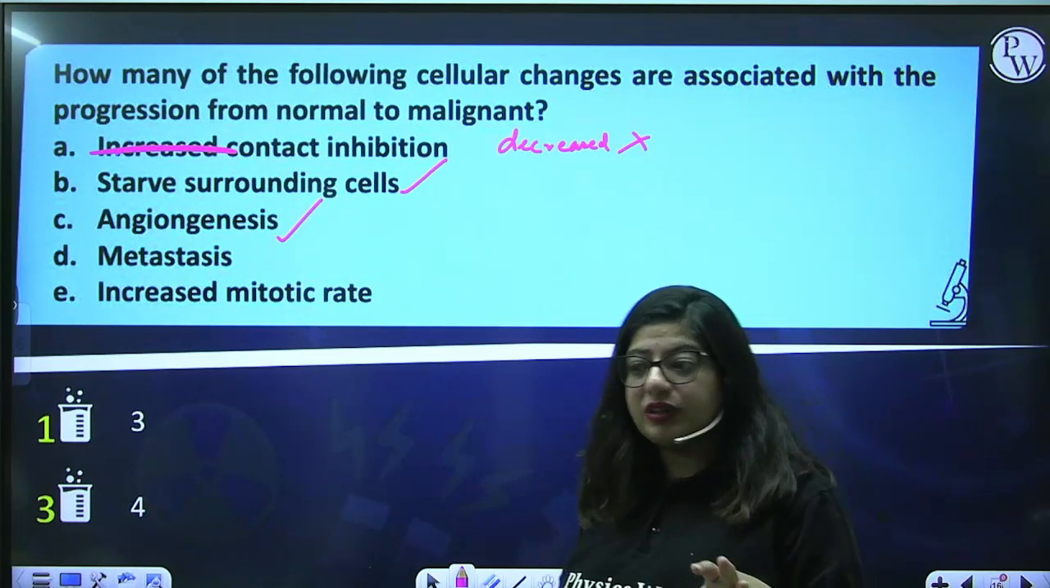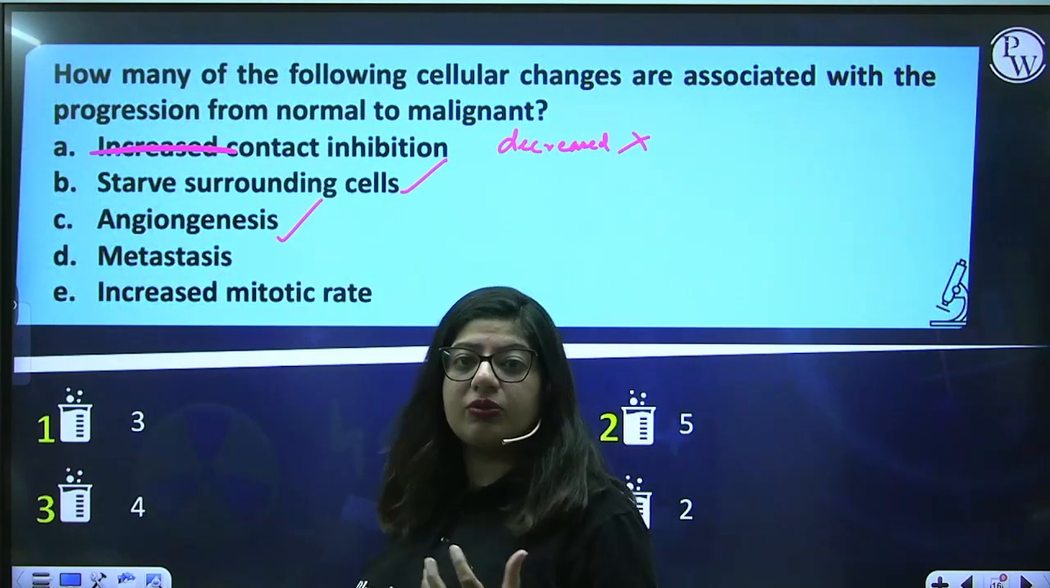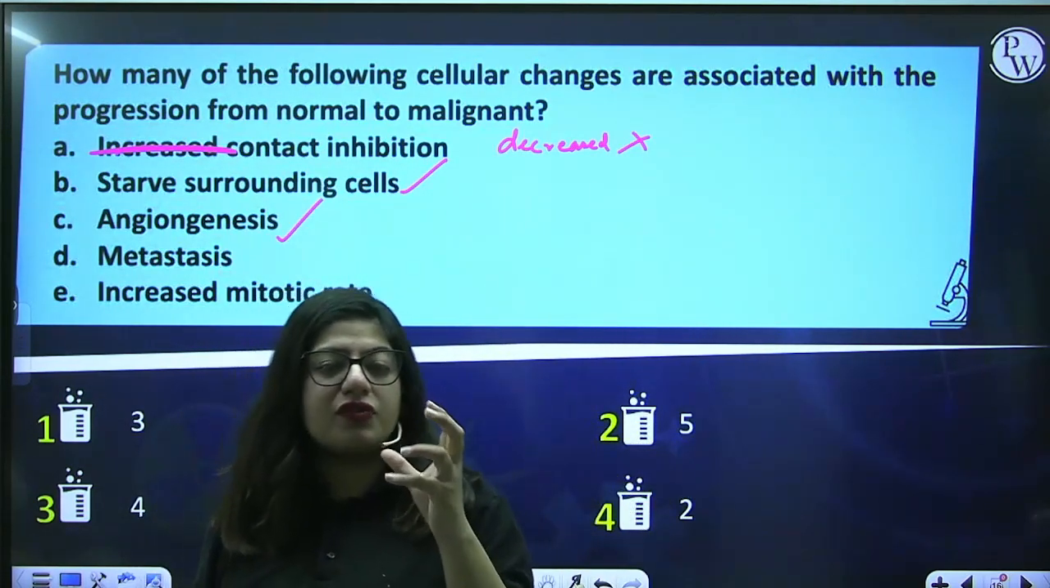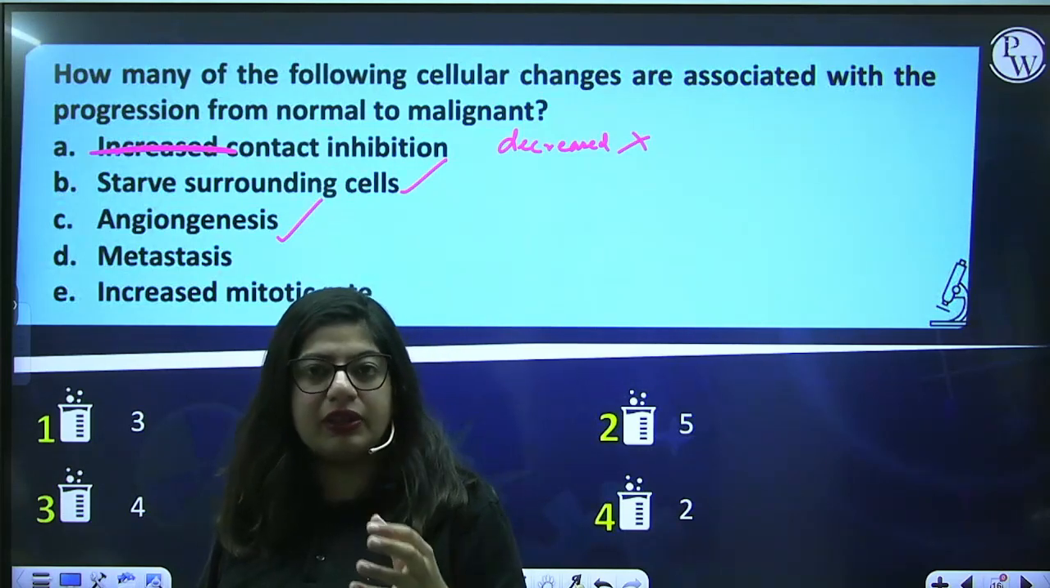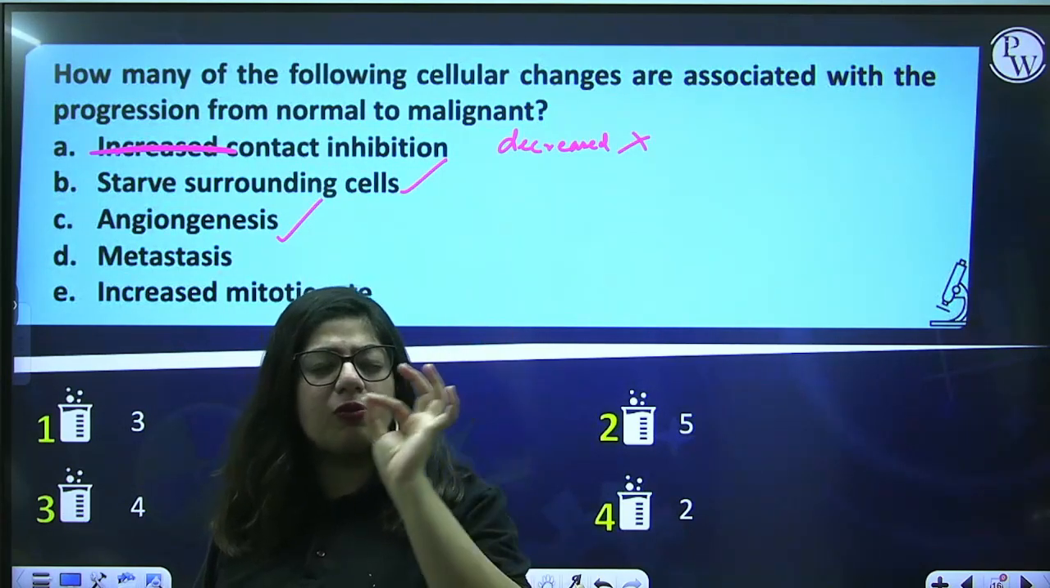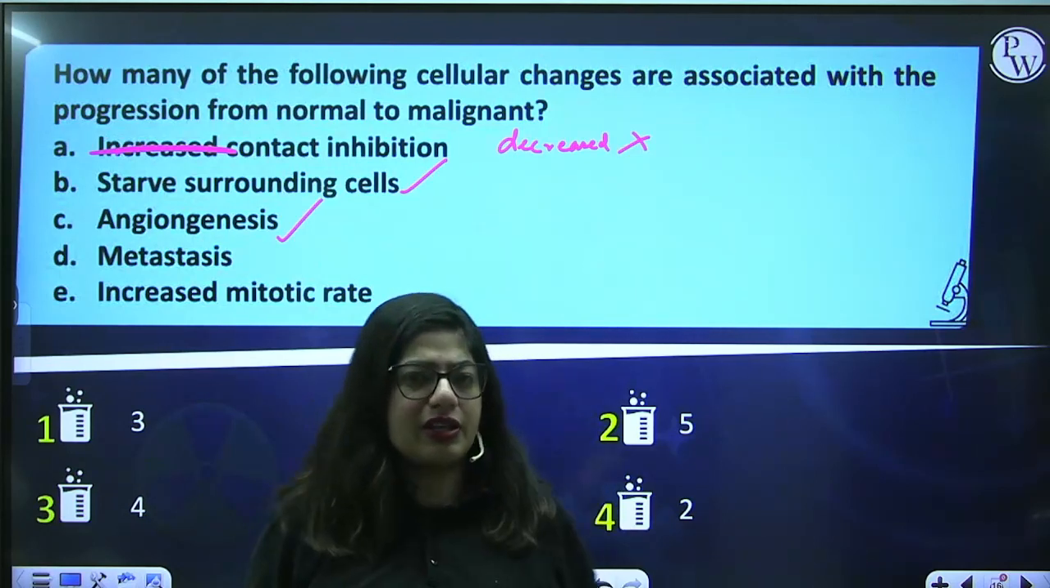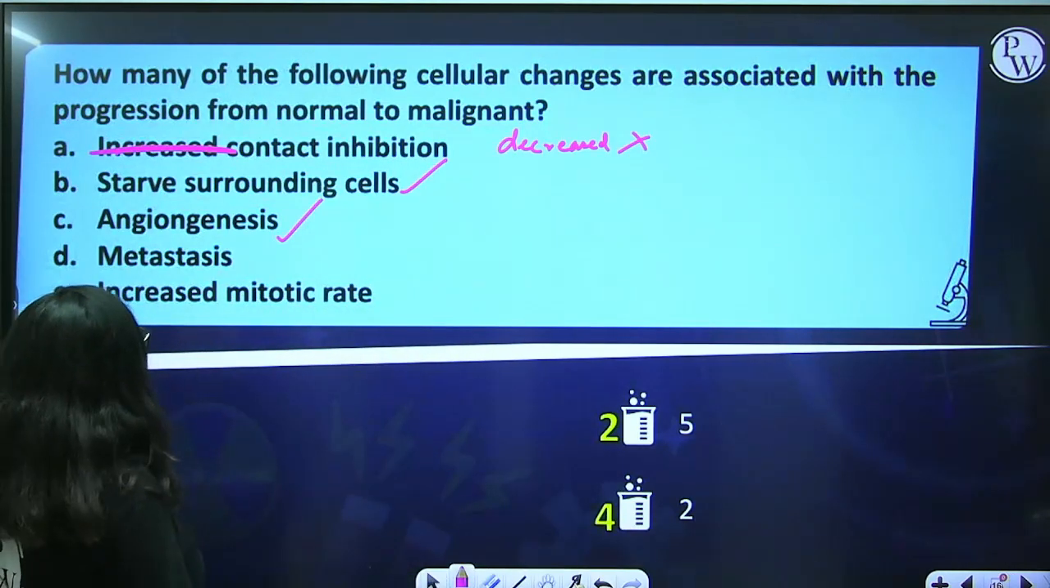When you become a doctor, if you get an opportunity to see a tumor, you will see a cluster of cells or a tissue, and around that, small blood vessels will be present. Or you can Google that as well. So yes, angiogenesis takes place.